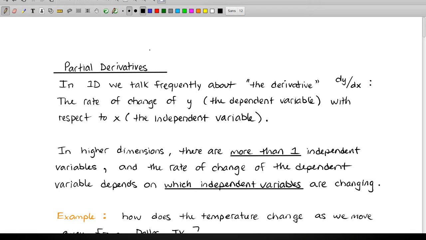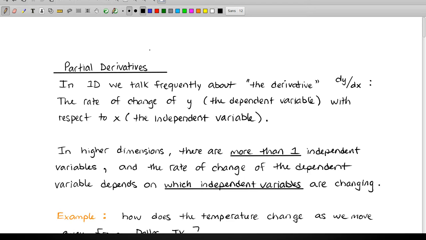Hello, in this lecture we'll be talking about partial derivatives. We're going to generalize partially the idea of a derivative to functions of multiple variables. So think back to calculus, Calculus 1, which took place in one dimension along the real number line. And in calculus we spent a lot of time talking about the derivative, right?